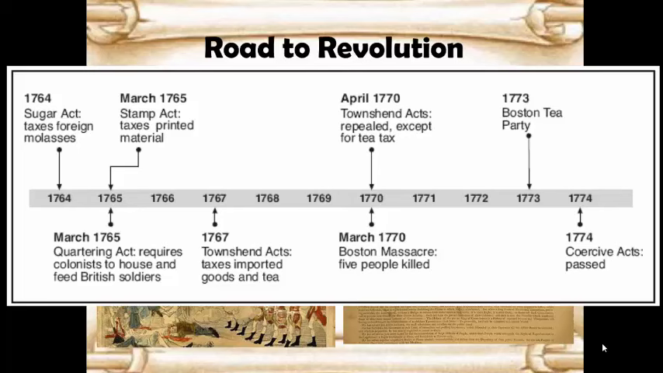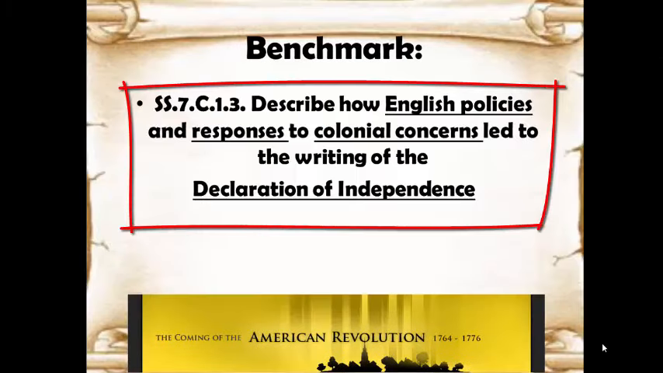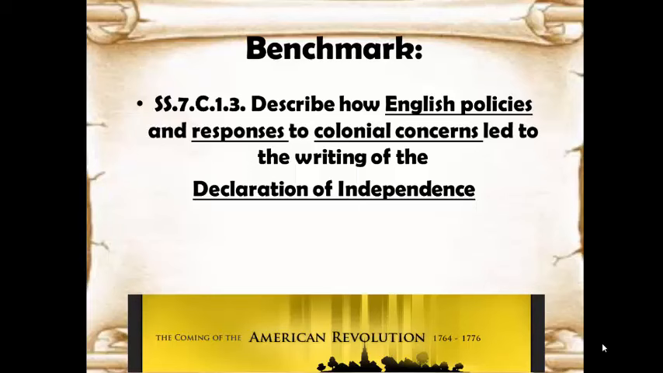Okay, so I usually have my kids make a timeline of these events. And this brings us to our benchmark, which says, describe how English policies and responses to colonial concerns led to the writing of the Declaration. In other words, the English policies are the things that make us, the colonies, angry. Can you say taxes? And we finally declare our independence, which is just a big document saying, hey, England, it's over.